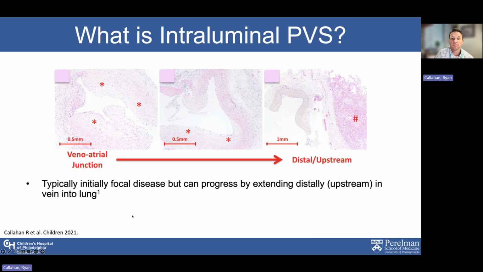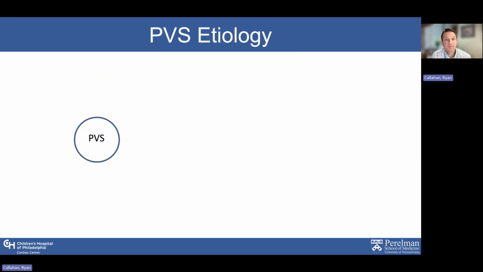Okay, so this is what it looks like under pathology, and the asterisks on the left picture are showing the disease. These are myofibroblast-like cells within a myxocollagenous matrix. And this can start in a focal area like you saw in those pictures, and then can kind of progress upstream towards the lungs in more advanced cases.